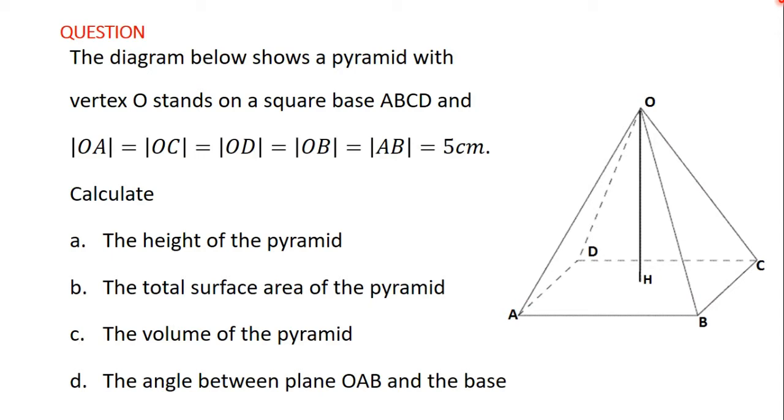Welcome back. We are still on this question. We have solved the first and second part of this question in the previous videos. In this video, we will solve the third and final part, that is the volume of the pyramid and the angle between the plane OAB and the base of the pyramid.